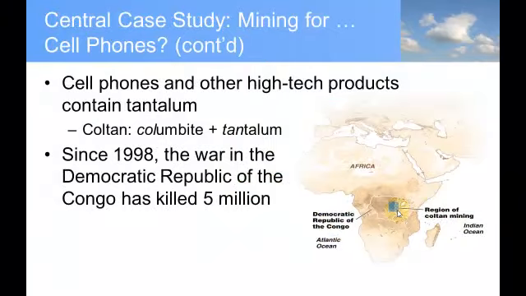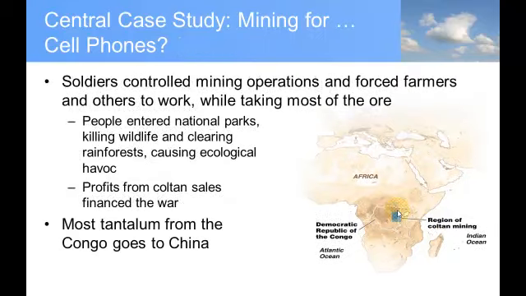So our central case study for chapter 11 is the mining of coltan, which is an ore that contains a metal known as tantalum. And this is mined in a location in the Democratic Republic of the Congo. And since 1998, this nation has been in almost a constant state of war. Soldiers who have taken control of the mining operations have been forcing farmers and others to work in essentially slave labor to mine for coltan.